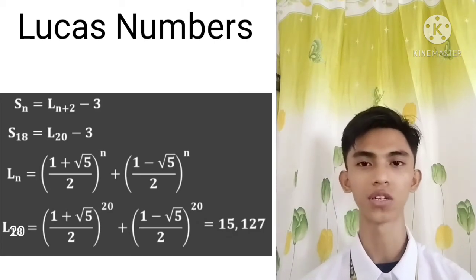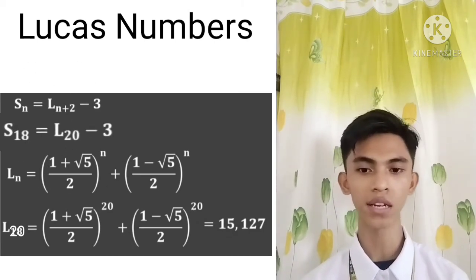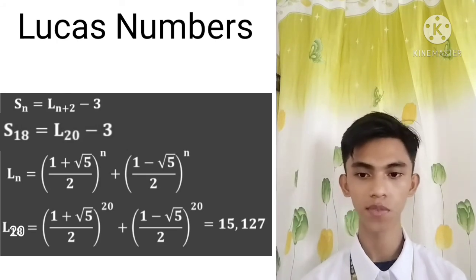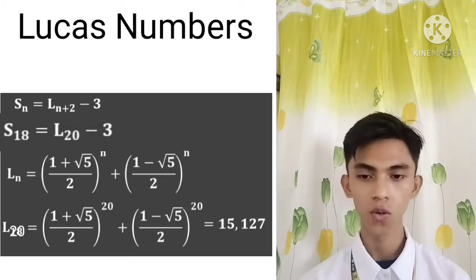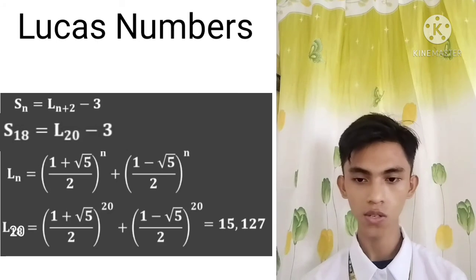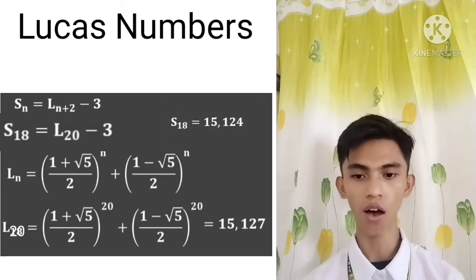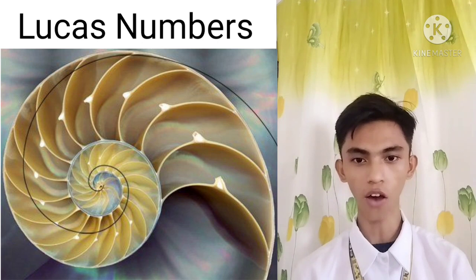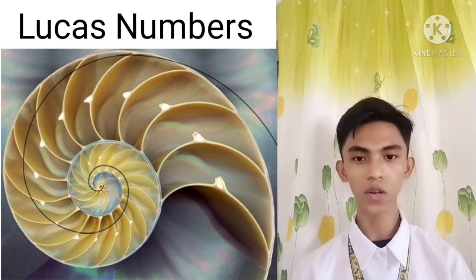Let's go back to the equation. S sub 18 is equal to L sub 20 or Lucas 20th term minus 3. Just substitute the 15,127 minus 3. So the summation of the first 18 terms of Lucas numbers is 15,124. Okay, that's all. That's the end of our discussion all about Lucas numbers.